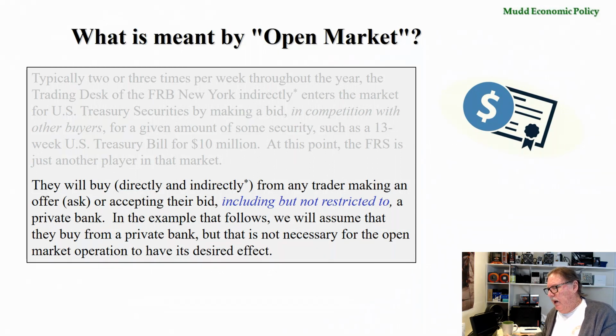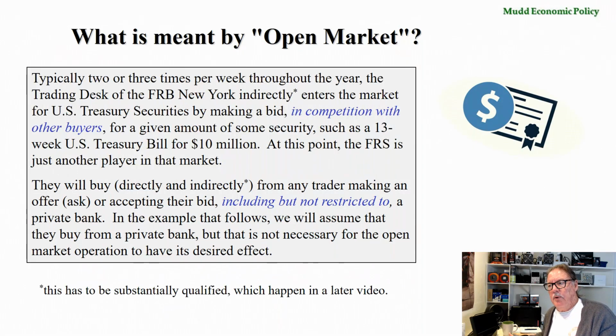So they will buy directly or indirectly from any trader making an offer or an ask or accepting their bid, including but not restricted to a private bank. So in the example that follows, we will assume that they buy from a private bank. That'll be our primary assumption. And that private bank is likely to be what we call a primary dealer. But that's not necessary for the open market operation to have its desired effect.